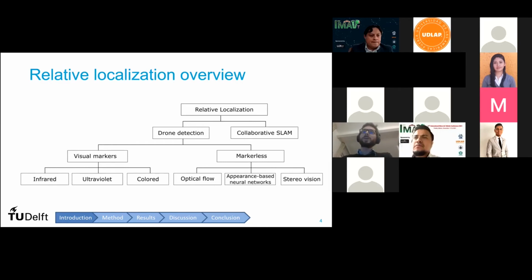Or you can try to detect the other drones. And this drone detection can be done in two ways. Either you add visual markers with infrared or ultraviolet light, for example, to the drone, or you can try it without markers. Then there are some approaches with one camera that use, for example, optical flow or the appearance of other drones. But there are also approaches that use two cameras, in which stereo vision is used to detect other objects that are floating in the air.